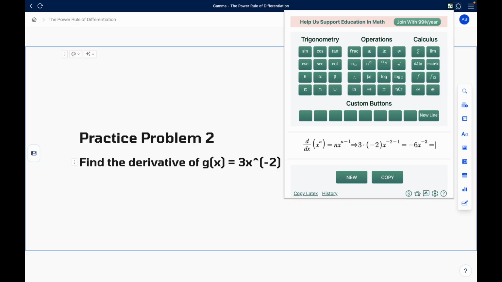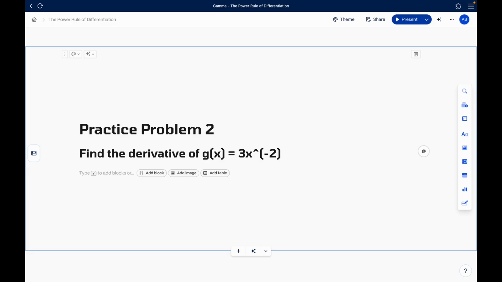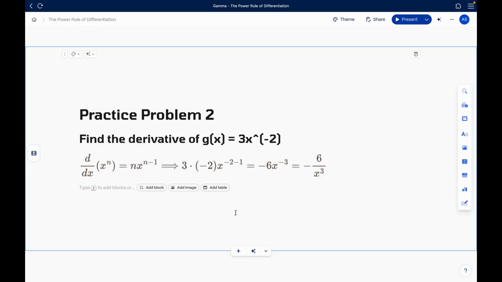Or it's also equal to negative 6 divided by x cubed. Whichever way you put it, I would personally put it this way, unless the problem specifically states to use only positive exponents. Then you must do it the second way, as if you do it the first way, you'll have a negative exponent, and it could be marked as wrong.